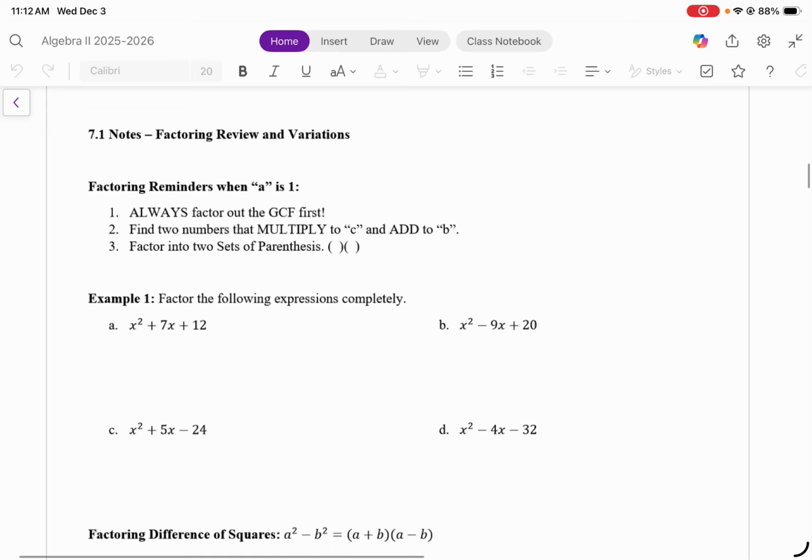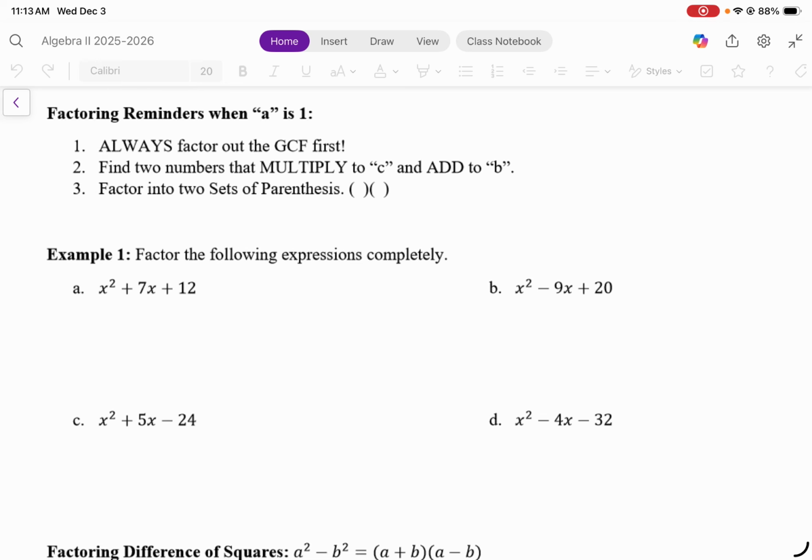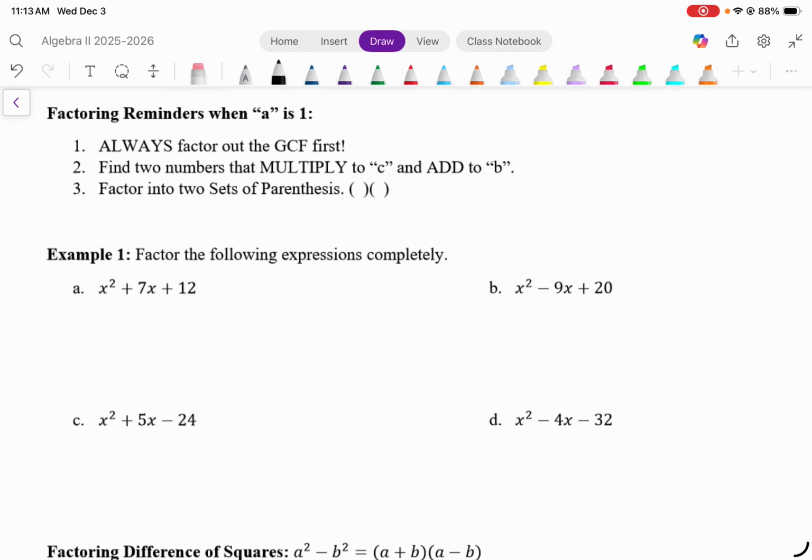Hello, the first part of Unit 7, we're going to review factoring. Remember, when you were factoring, when your a value is 1 for a quadratic, so that's when you have your x squared plus bx plus c, you are going to find two numbers that multiply to your c value. So in our first example, we want two numbers that multiply to positive 12, and then add to your b value, which would be positive 7.